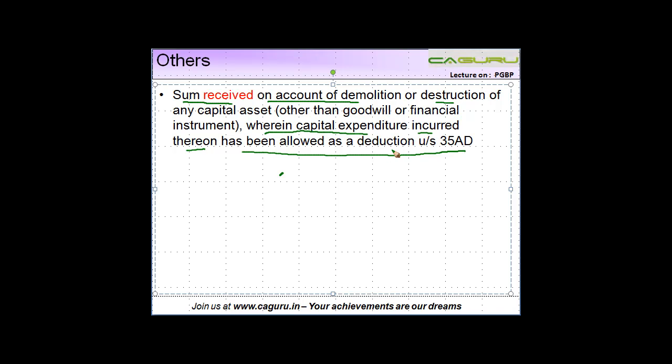Now what happens is that section 35AD provides for an accelerated deduction for capital expenditure incurred for R&D work.